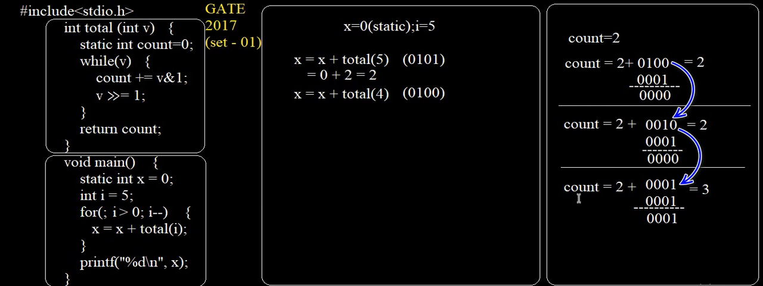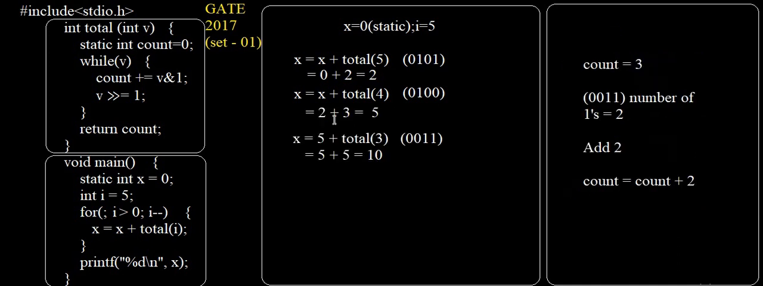In the third iteration, count equals count, which is 2, plus again this right shift of 1 to the right, and again the bitwise AND with 1 gives you 1. 2 plus 1 gives you 3. In the next iteration, I will become 3 because it will be decremented, and total of 3 will be executed. Now total of 3. Initially count is 3 as a static variable, and 3 has a binary of 0011, and number of ones are 2. Add 2 to the 3, you get 5. The value 5 is placed in place of total of 3, and value of x becomes 10.